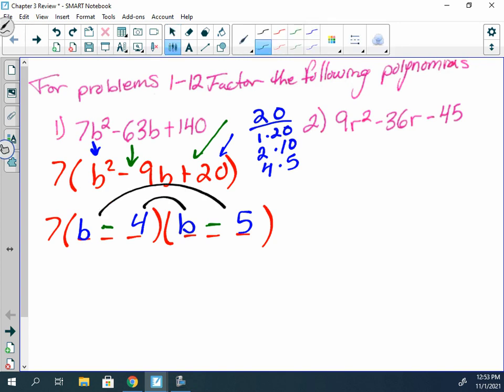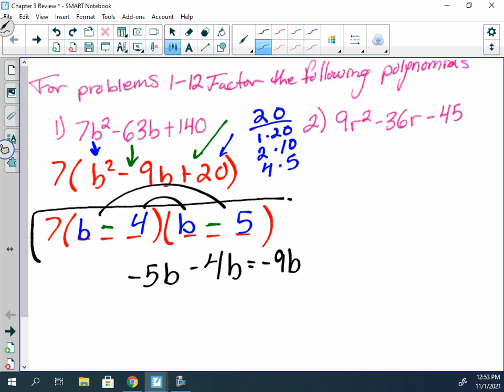And lastly, we can check it to make sure we do have the correct setup. B times negative 5 would be negative 5b. Negative 4 times b would be negative 4b. And negative 5b minus 4b is negative 9b. Is that the middle term that we wanted? Yes. So that there is our answer.